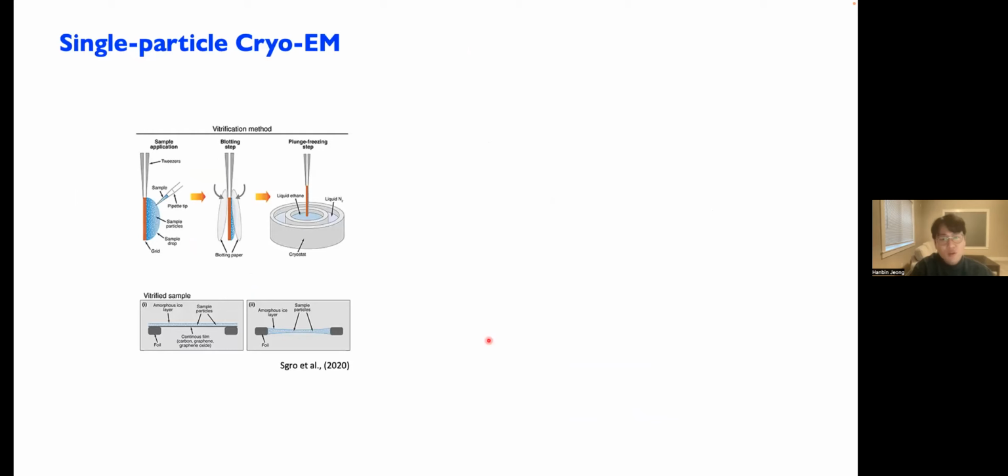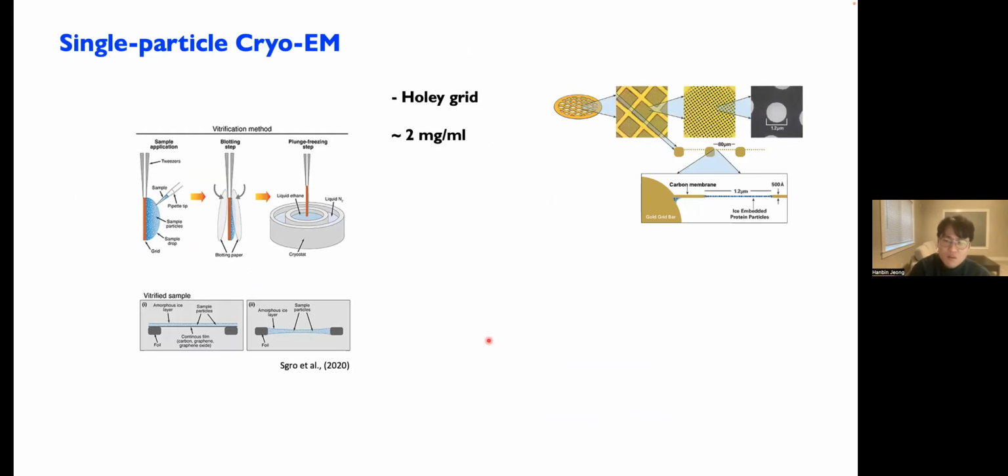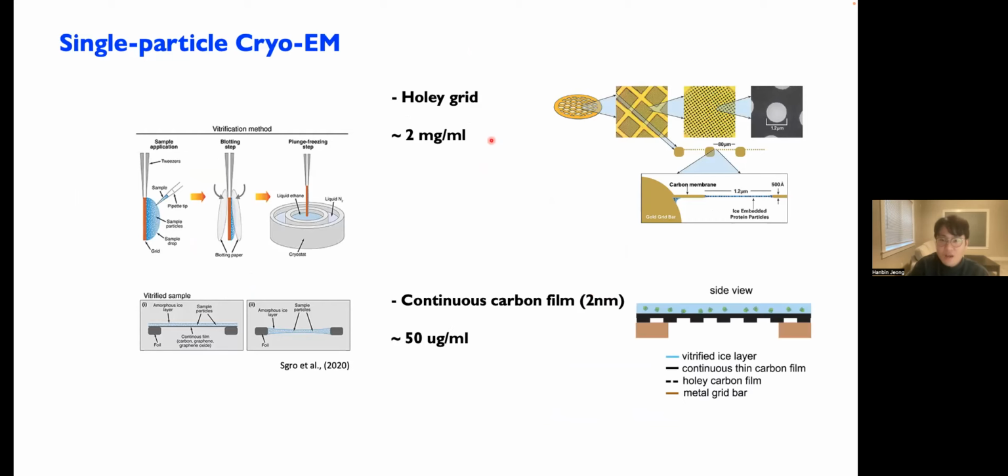So yeah, as I mentioned, the total protein I got is less than 100 nanograms. So for the TMC1 project, I couldn't use the holey grid because I can't make such a high concentration protein sample. So I decided to use the grid with 2 nanometer carbon support because I can apply a relatively low concentration of protein compared to the holey grid.